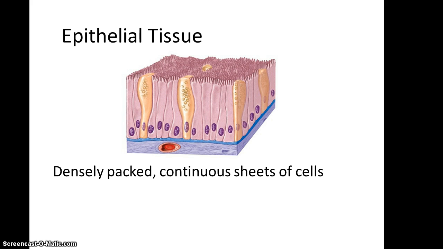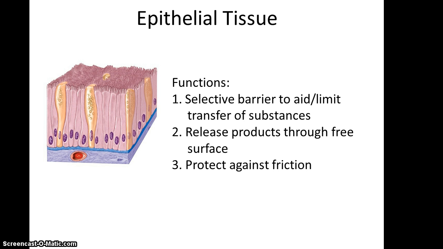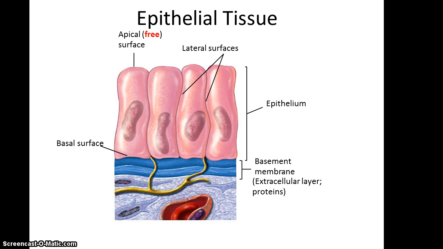Epithelial tissue, the first thing you'll notice is that it is densely packed continuous sheets of cells in one or more layers. The functions of epithelial tissue include acting as a selective barrier, either to aid or limit the transfer of substances. It can release products through its free surface, or act as protection against friction, since friction is the enemy of our body.